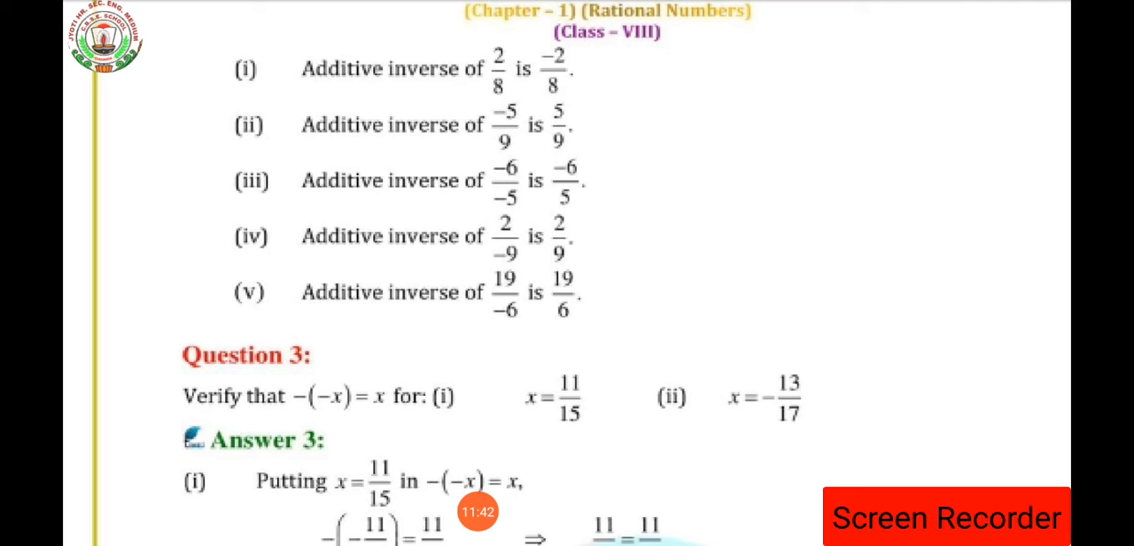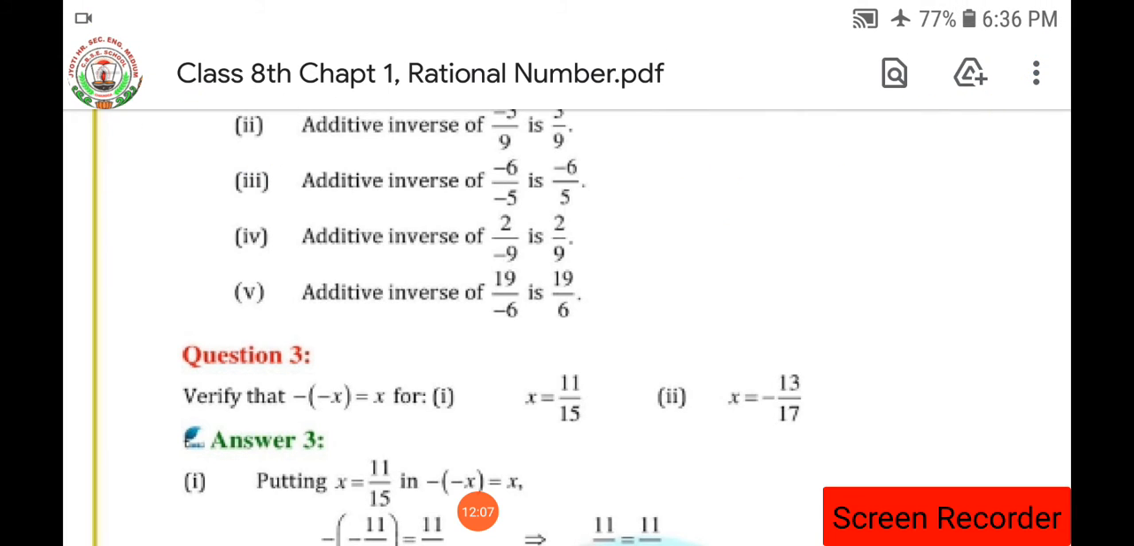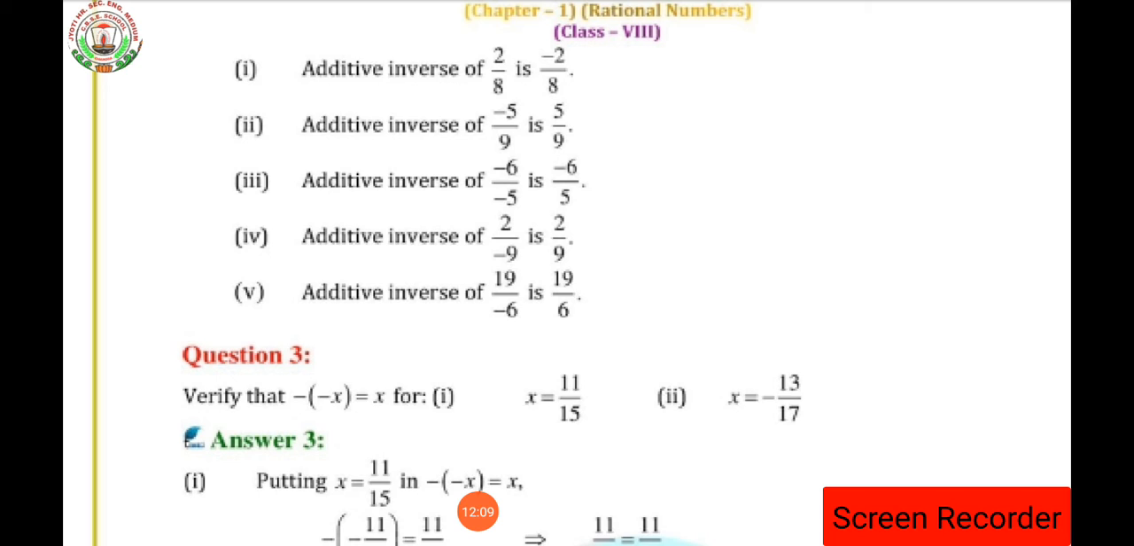Additive inverse of minus 6 upon minus 5. Here in the numerator and denominator, both signs are negative. Look, here in this third question, minus 6 upon minus 5 is there. So minus and minus will become plus. So the question is in the form of positive. So the answer for the additive inverse will be minus 6 by 5. Clear up to here? That's why the answer is minus 6 by 5.